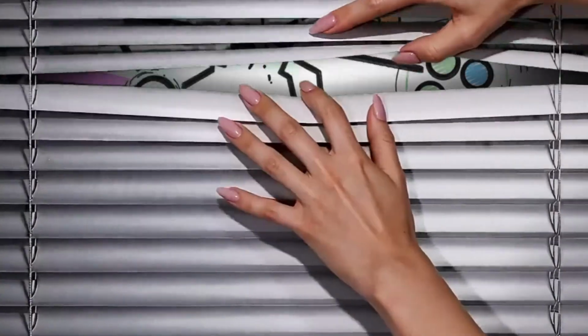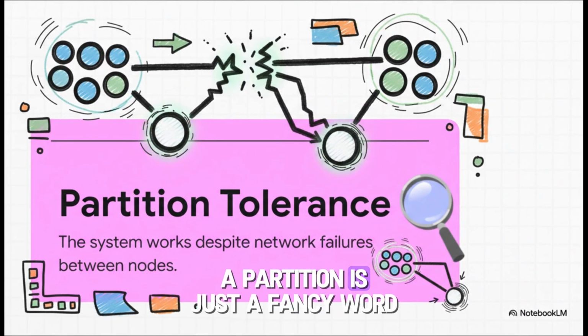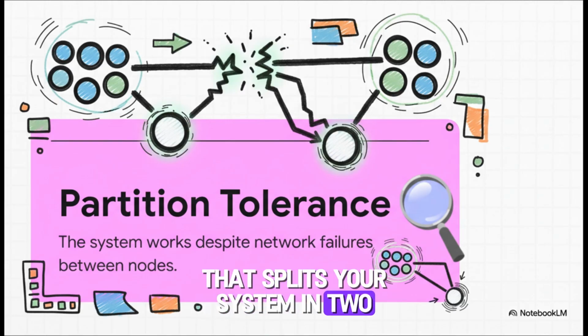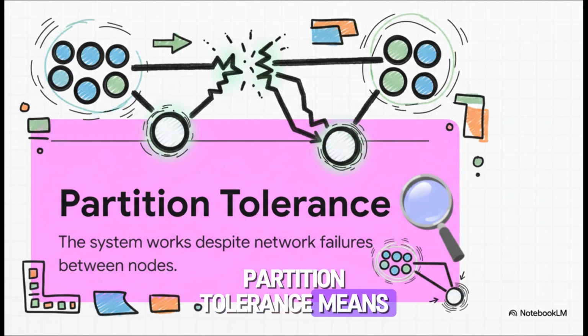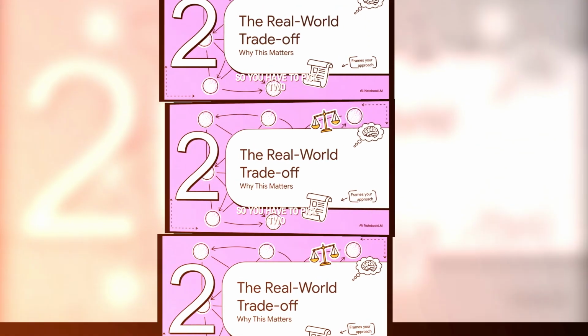And finally, there's partition tolerance. This one's a big deal. A partition is just a fancy word for a network failure that splits your system in two, like the connection between two data centers going down. Partition tolerance means your system can handle that and keep on chugging along. So you have to pick two.